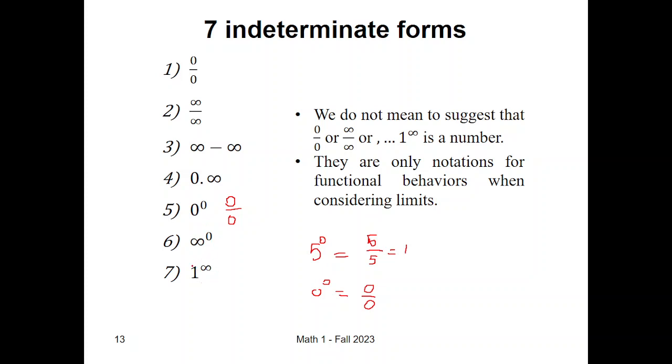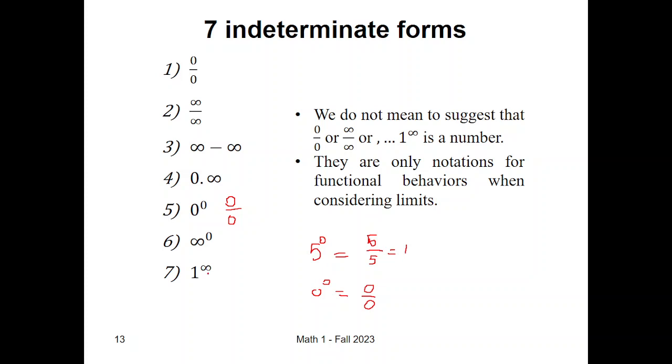1 power infinity also is another indeterminate form. Actually, by 1 power infinity, we are saying that a function is approaching 1, not 1 exactly, and the power is approaching infinity. If the base approaches 1 first, so it's the constant 1 raised to any finite number, it will be 1. So if the base approaches 1 first, the result will be 1.